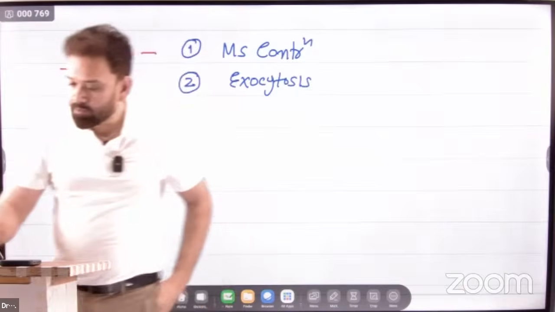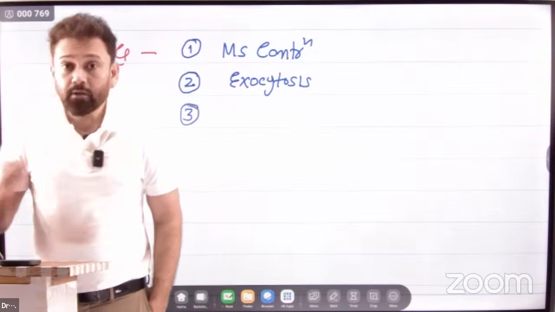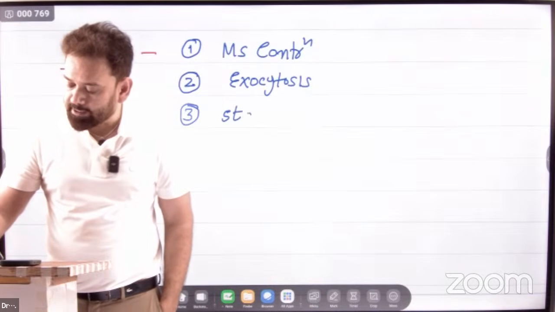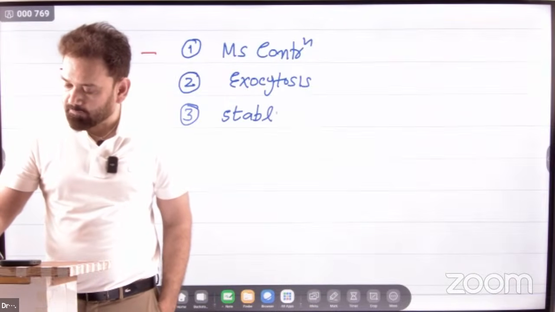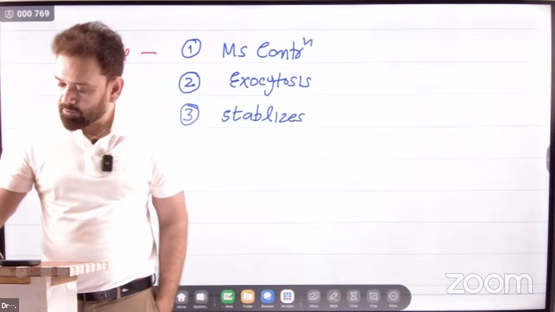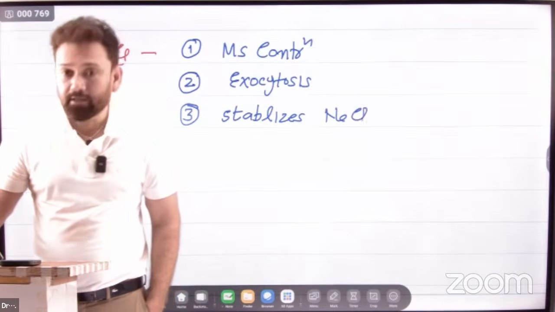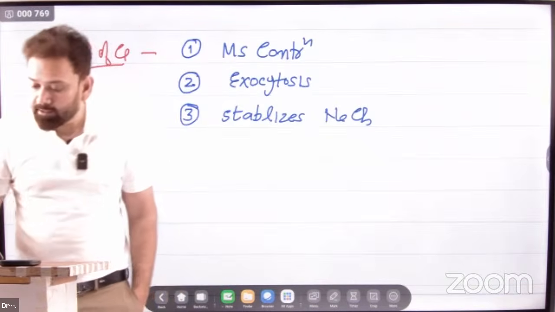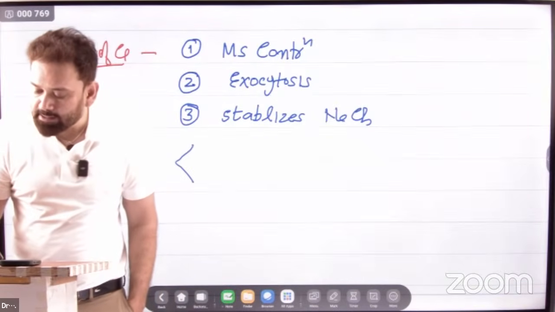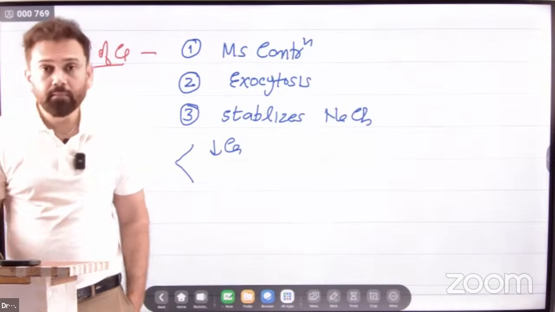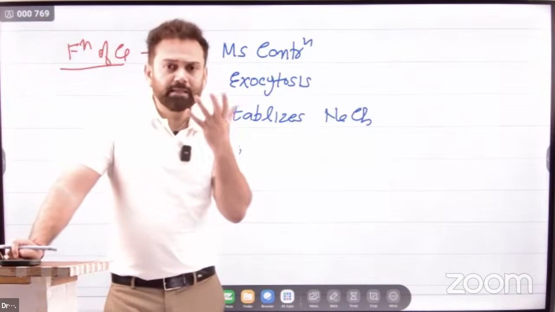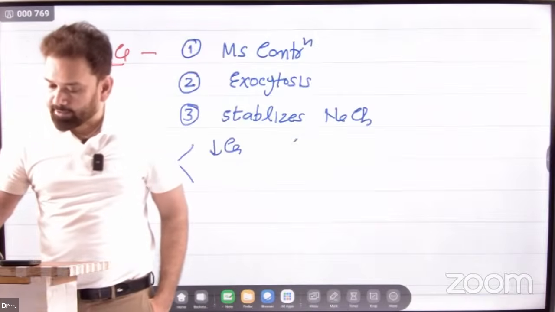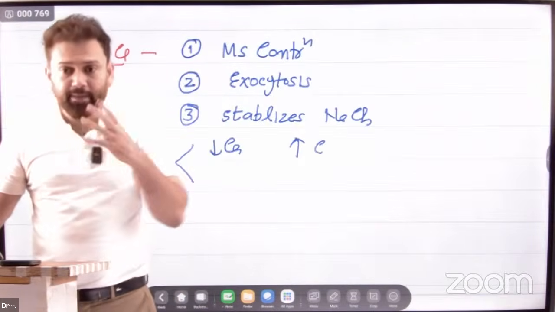So whenever there is exocytosis of anything, you always require calcium. Number three, it's very, very important for stabilizing voltage gated sodium channel. So the third function: stabilizes sodium channel. Calcium ही sodium channel को stabilize करता है. So if there is less calcium, अगर आपकी बॉडी में लेस कैल्शियम में क्या होता है? इरिटेबिलिटी, इंक्रीज एक्साइटेबिलिटी.